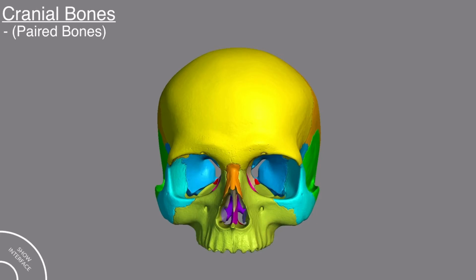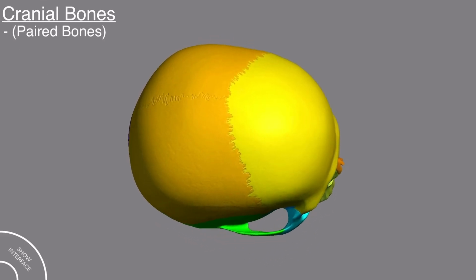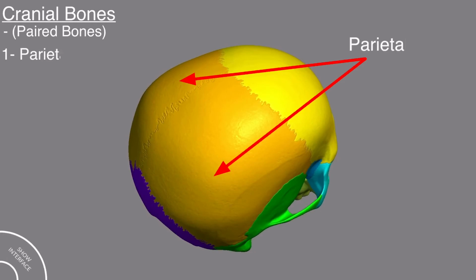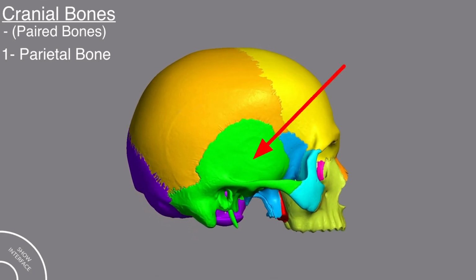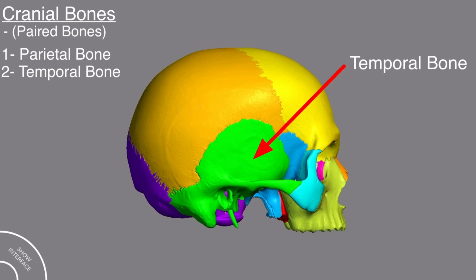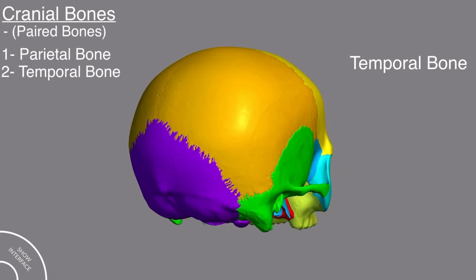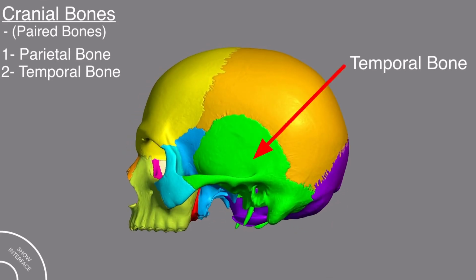These include the parietal and the temporal bone. In this model, this is the parietal bone. There are 2 parietal bones as you can see. And this is the temporal bone. There's one temporal bone over here and the second one over here.